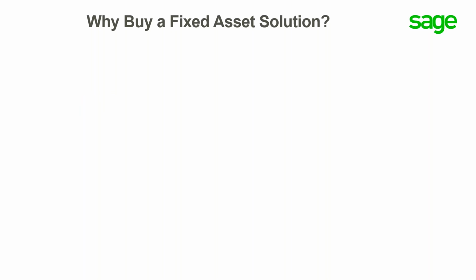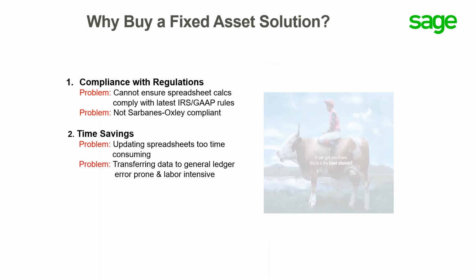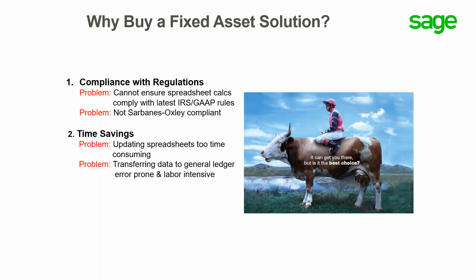But let's first talk a little bit about why buy a fixed asset solution. Some people will say, hey, I can do this in an Excel spreadsheet, but there are some downsides to doing that. You can't ensure that your spreadsheet is going to accurately meet the latest IRS GAAP rules if there are errors in your formulas, things like that. And it's also not Sarbanes-Oxley compliant. Sure, it might be able to get you there in the end, but it's not necessarily the best vehicle for doing so. Updating your spreadsheets can be time consuming. Transferring your data to general ledger via manual entry, of course, leaves room for errors.